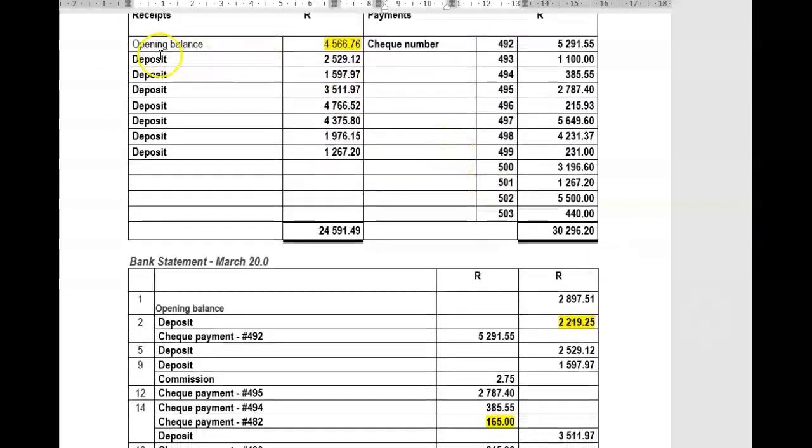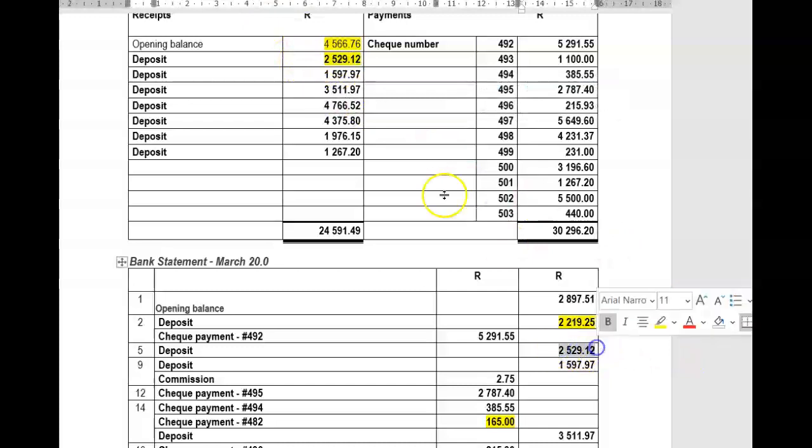Let's compare our deposits. We had a deposit of 252912 on the debit side. So yes, somewhere on the credit side, we must also have a deposit of 252912. 1597.97. And you're going to carry on like that. I'm going to show the final product. I'm not going to do that step by step.